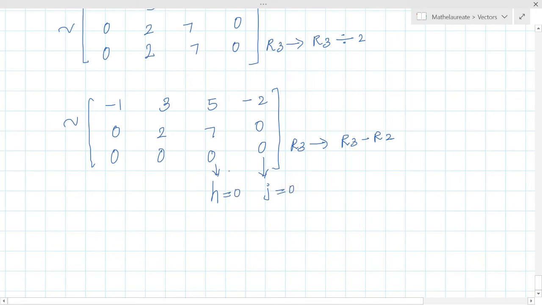which is 0x plus 0y plus 0z equal to 0, which means one equation out of the 3 simultaneous equations is completely eliminated. Okay, so this indicates that the 3 simultaneous equations will have infinitely many solutions. So this is the category of infinitely many solutions.